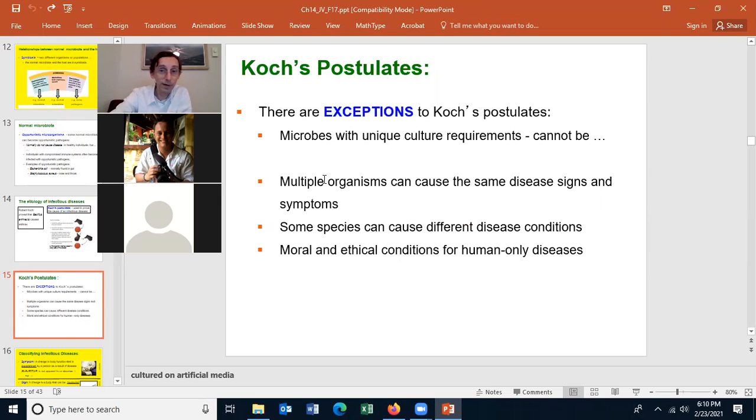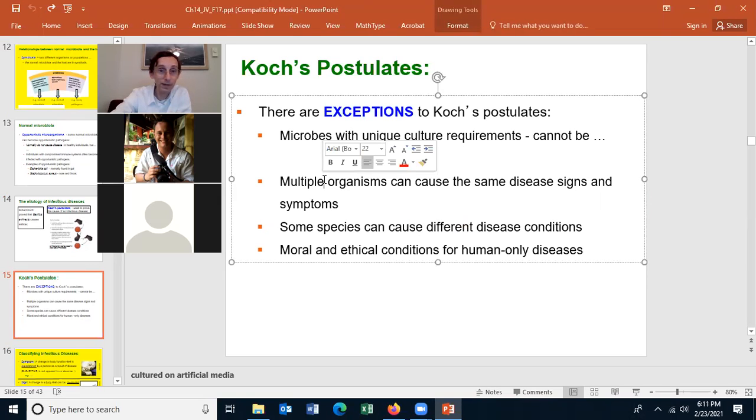We can't grow these organisms up and purify them and then inject them into a live organism. You couldn't do that for HIV because there would be moral and ethical reasons. And Bartonella henselae, we've never done it just because we can't get it to grow in culture.